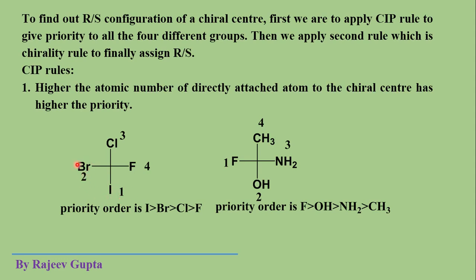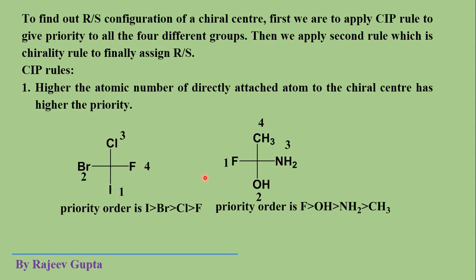Then we know bromine has a lesser atomic number compared to iodine, so it will get second. Now chlorine comes after bromine, it will get 3, and the last one, which is the lightest atom of these four, has atomic number 9, so it gets the lowest priority, 4. So this is the CIP rule, where we give priority order according to atomic number of the directly attached atom to the chiral center.